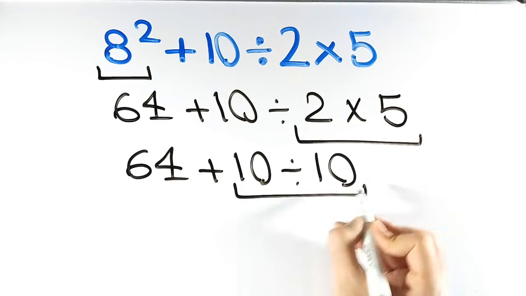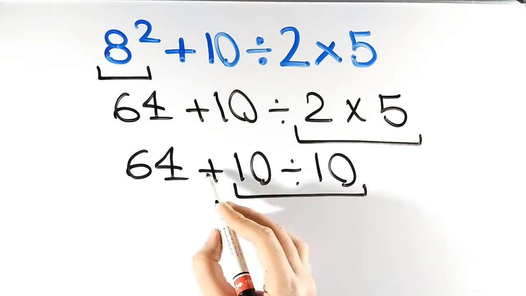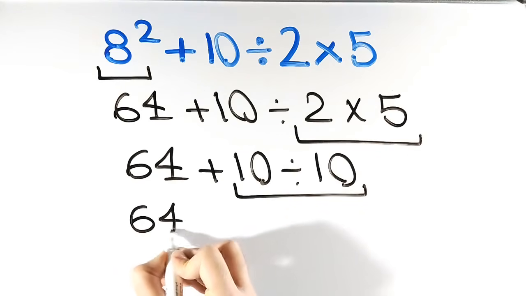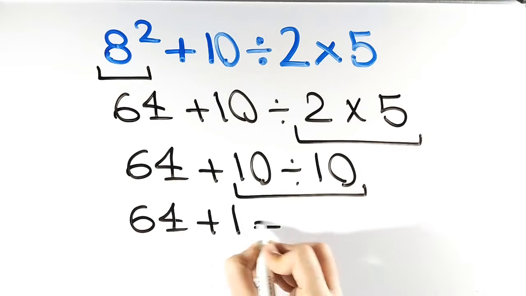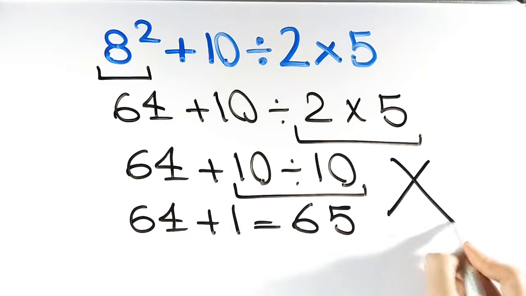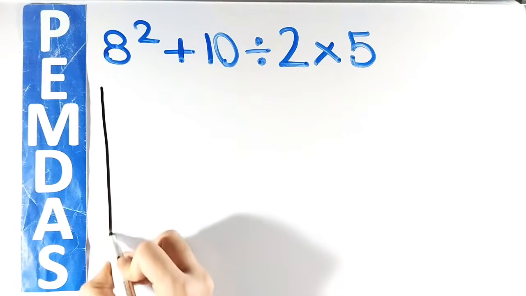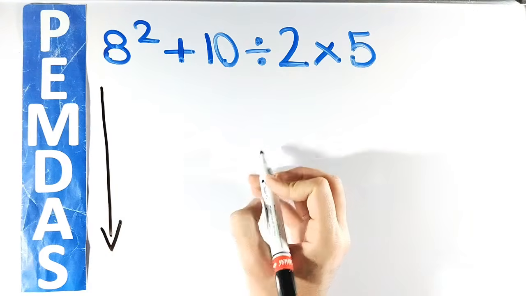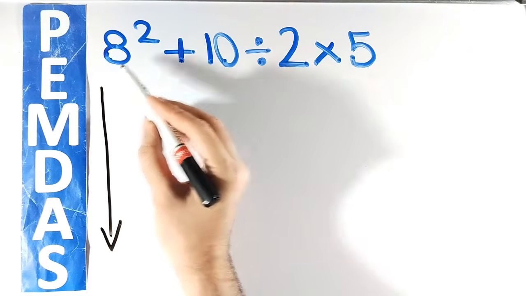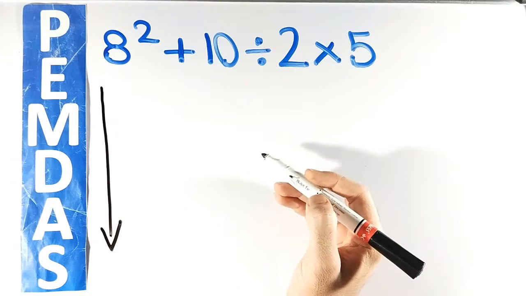Then, they go for the division between 10 and 10 because they believe division has priority over addition. So, instead of this expression, they write 64 plus 1, which finally gives them the answer, 65. However, that's definitely wrong. To solve this question, we must follow the order of operations step by step from top to bottom. As you can see on the screen, in this expression, first we have an exponent, then an addition sign, followed by a division, and finally a multiplication.